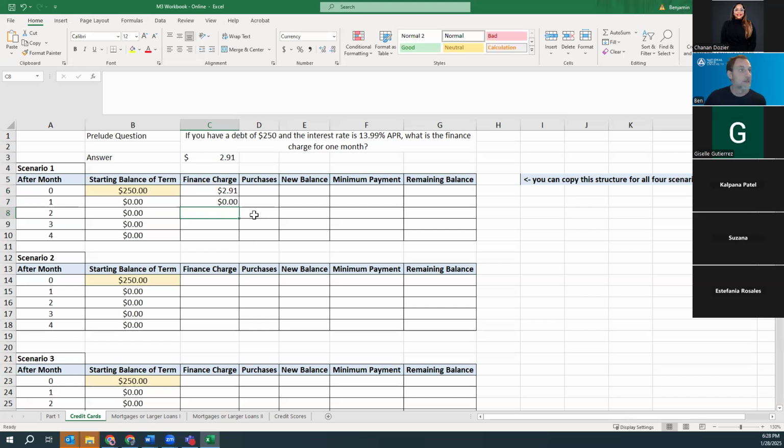Could you show the autofill thing again? I was one of the students last week who was sweating and manually had to put all that in there. I'm not super familiar with Excel.